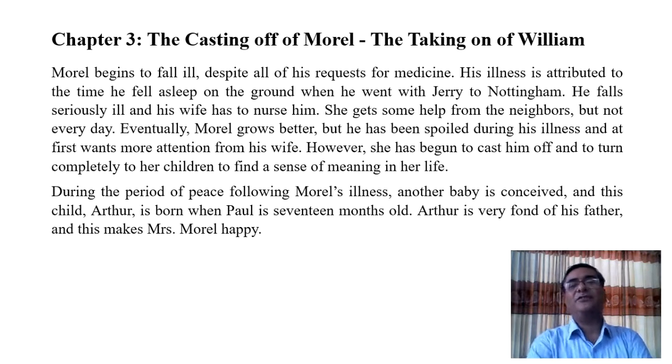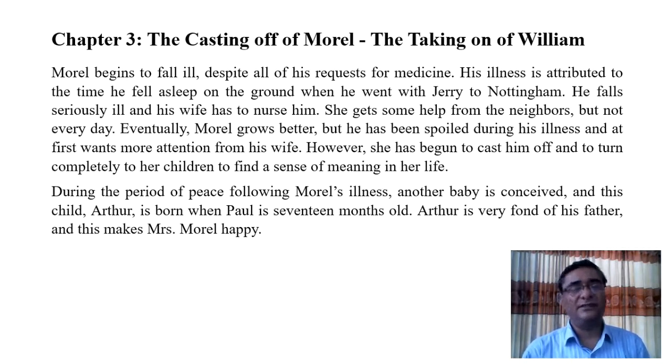During the period of peace following Morel's illness, another baby is conceived. So Mrs. Morel is very busy giving birth to children. She already has three, and when Mr. Morel was ill, by this time, Mrs. Morel conceives another baby. And this child, Arthur, is born when Paul is 17 months old. So already we have three, William, Annie, and Paul. This is going to be the fourth child, whose name is Arthur. And when he was born, Paul was only 17 months old.